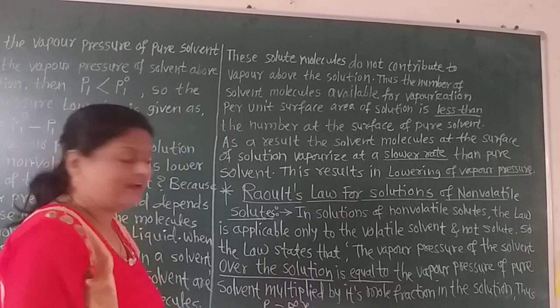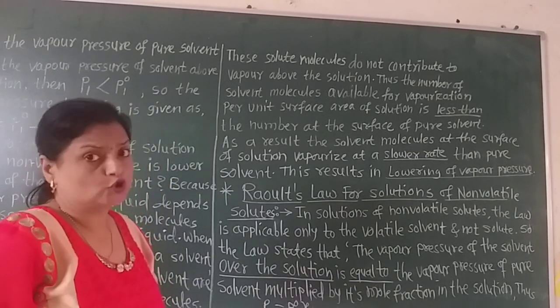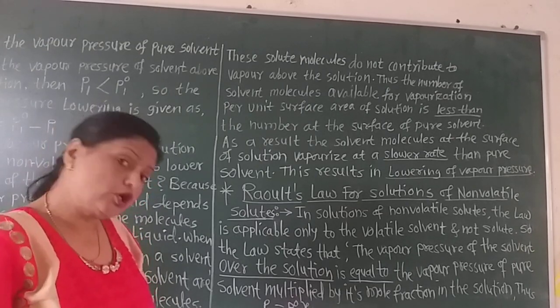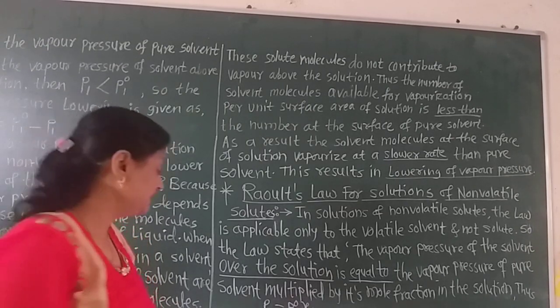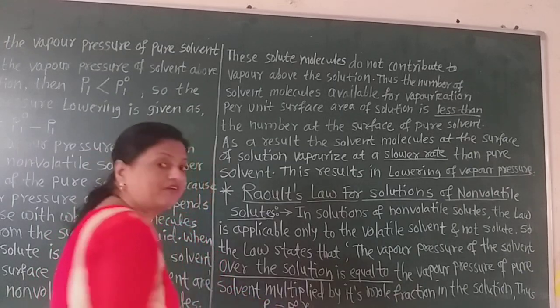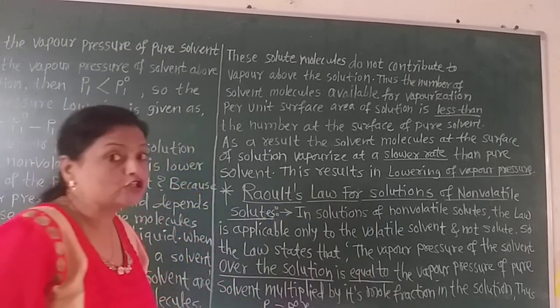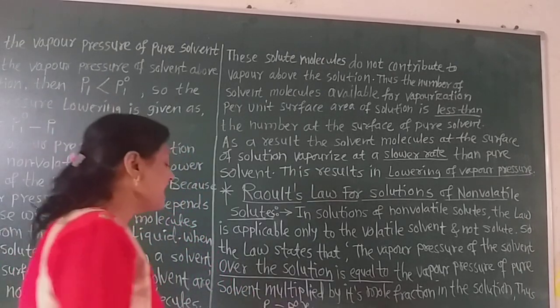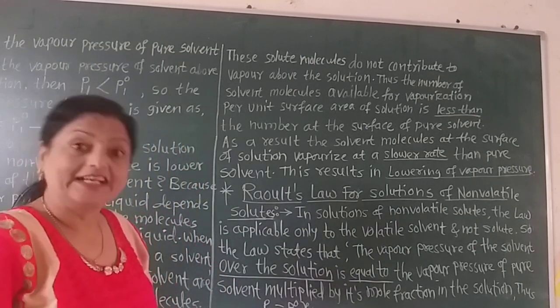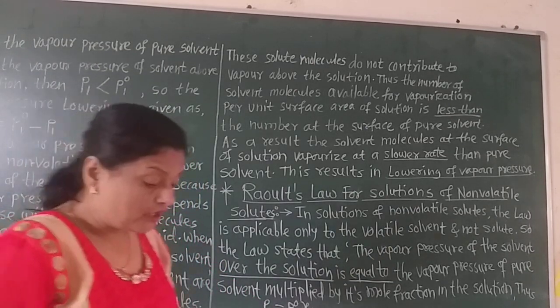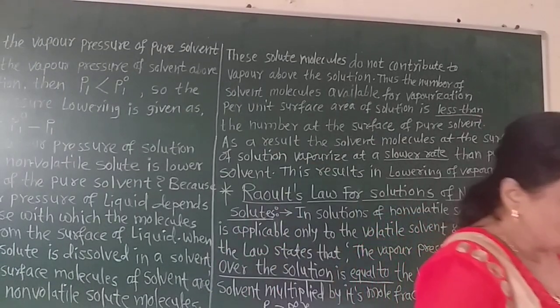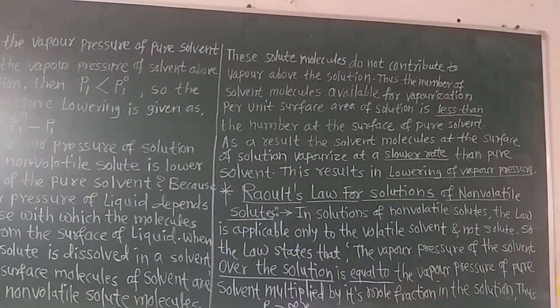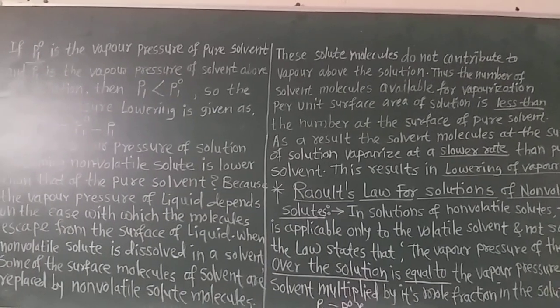Here there is no vapor pressure of the solute, so the mathematical expression of Raoult's law for the non-volatile solute solution is P1 is equal to P01 x1. Here, P1 is the vapor pressure of the solvent, P01 is the vapor pressure of the pure solvent, and x1 is the mole fraction of the solvent. Now let us see how we can calculate the molecular mass from the lowering of vapor pressure.